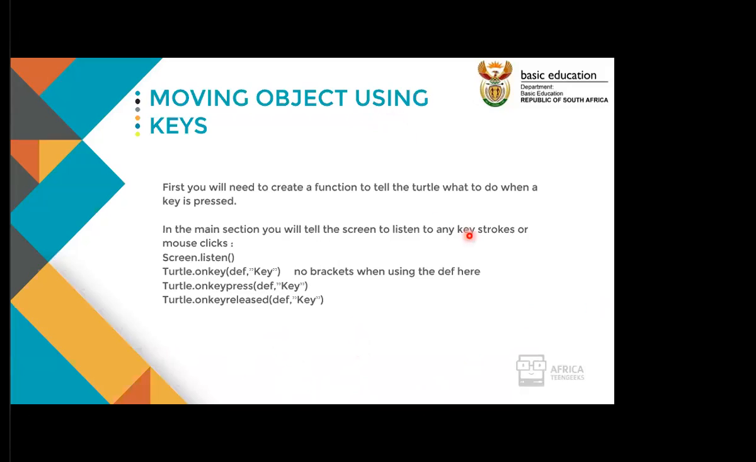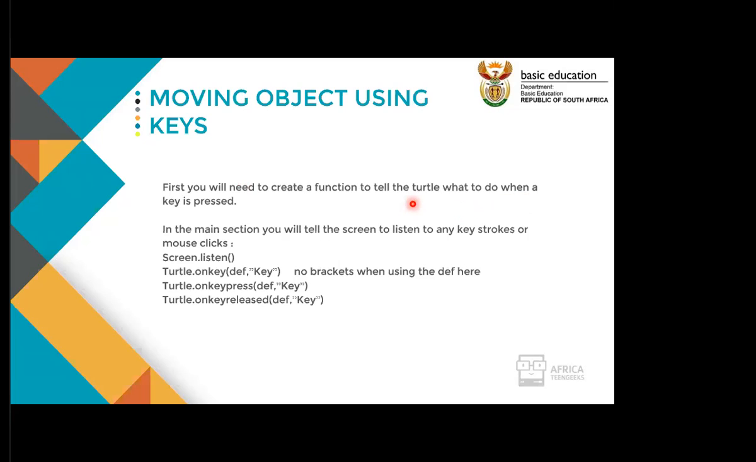Moving objects using keys. Now, there's not much to do when you want to move objects by using the coordinates. It comes in handy when we actually want to do something using the keystrokes or using the keys. And by doing this, that's how we create interactive games. So if we look at this, the first thing we'll need to do is to create a function to tell the turtle what to do when a key is pressed.